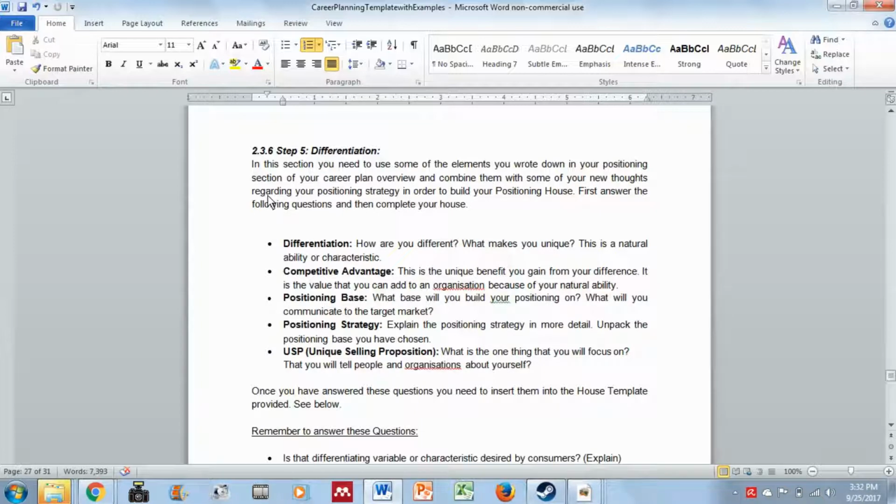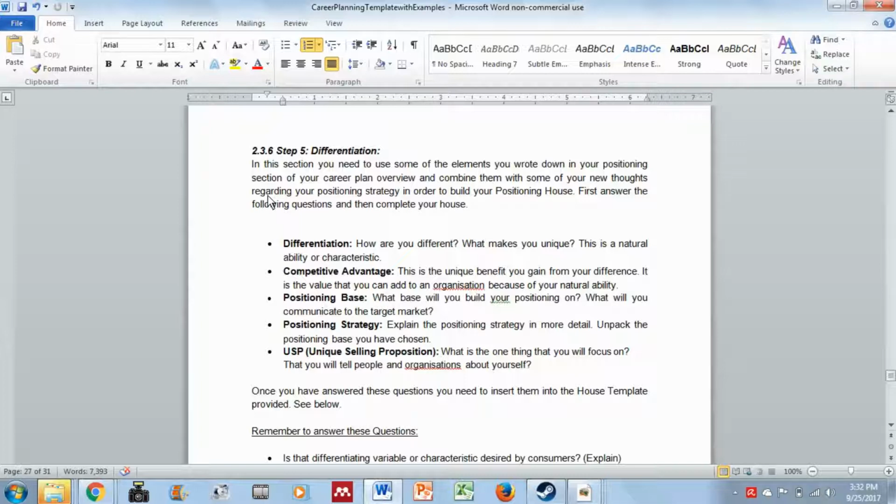Now, in this section, you need to use some of the elements you wrote down in the positioning section of your career plan overview and combine them with some of your new thoughts regarding your positioning strategy in order to build your positioning house, which we covered in Chapter 7. The tutorial, specifically the tutorial of Chapter 7. First, answer the following questions and then complete your house.